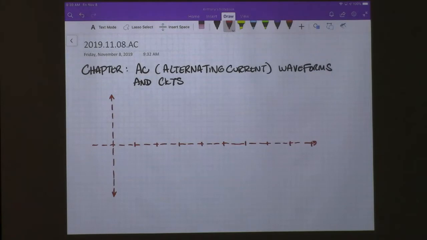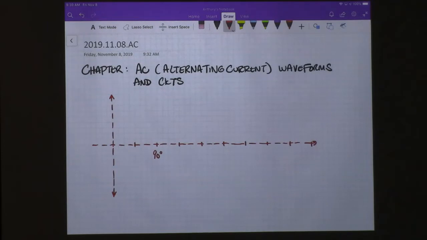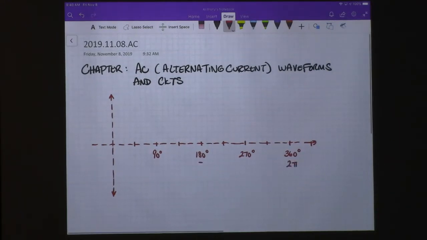All right, so we know that the endpoint, if we label this in degrees, the endpoint, or the point at which the wave repeats, is 360 degrees. If we do it in radians, then what we have is the endpoint being 2 pi. We have the midpoint being pi, 3 pi over 2, and pi over 2.